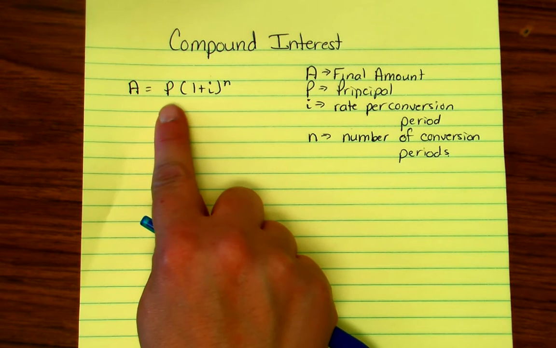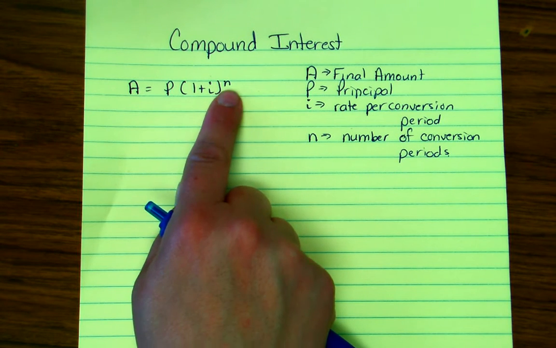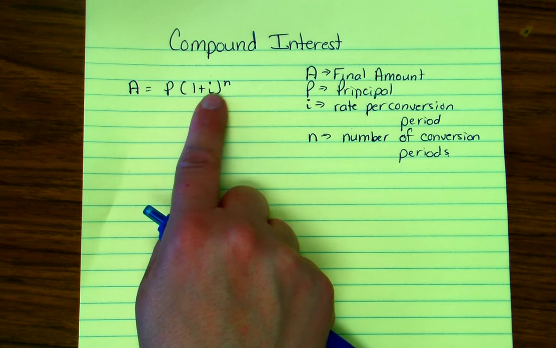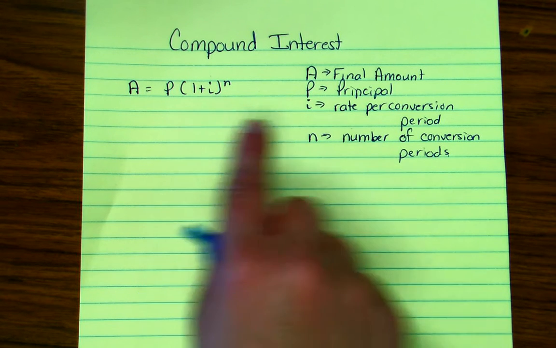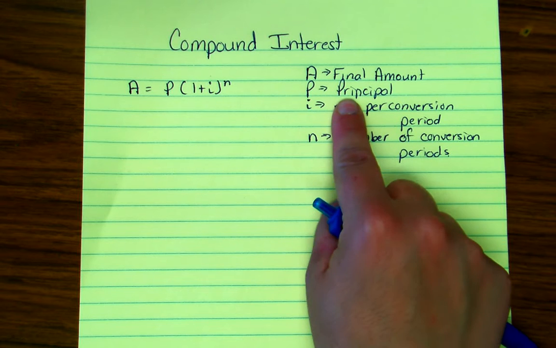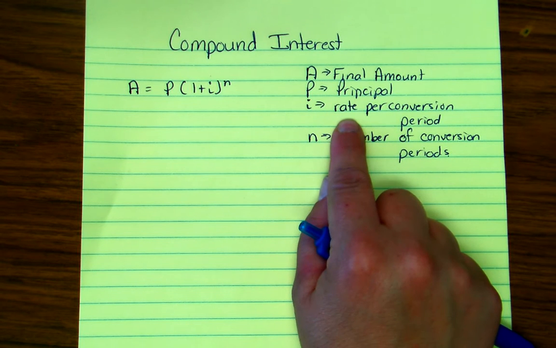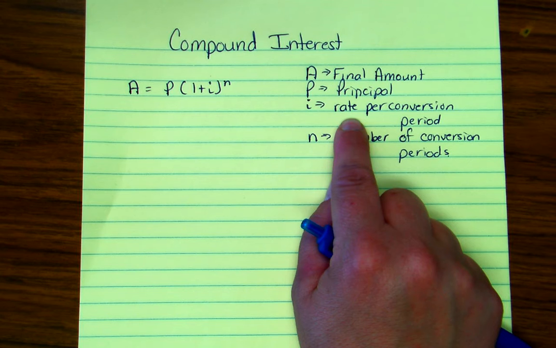So the formula is A equals P times 1 plus I, all to the exponent n. So the bracket has to be around 1 plus I. In this formula, A represents the final amount of the investment, P represents the principal or the beginning amount, I is the interest rate per conversion period, and I'm going to talk about that because interest rates are always quoted per year, but then they compound at a certain time interval each year.